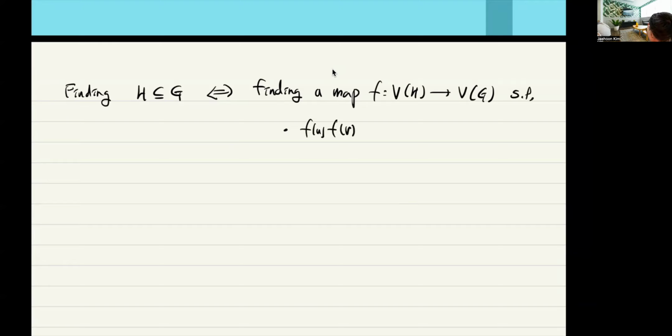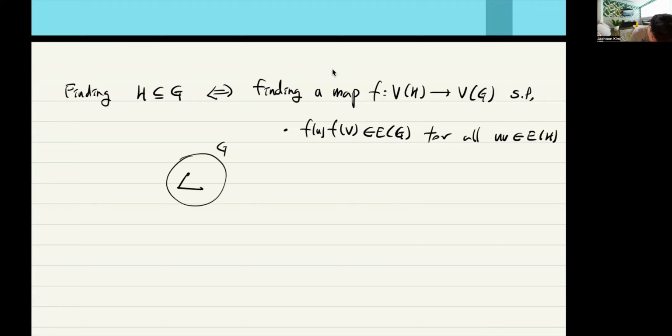F of U, F of V are edges in G, for every edge UV in H. So for example, if G is like this, and then if your H is this, then you map this vertex to here, and this vertex to here, and this vertex to here, and this vertex to here, then that's the same as finding a copy of C4 here.